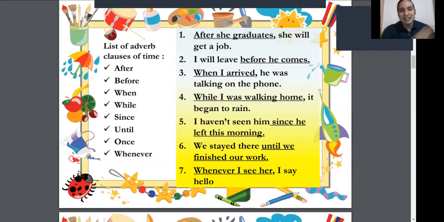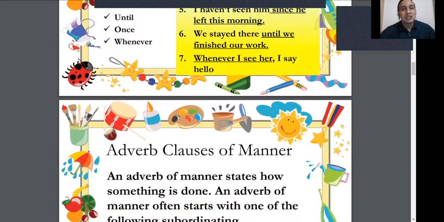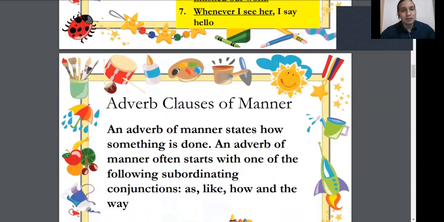As you can see, that sounds more complete, more run-on. There's no pauses. I haven't seen him since he left this morning. Instead of saying, since he left this morning, I haven't seen him. So you can see there are different ways of talking, different ways of expressing, and you have to find the way you talk English best, right? We stayed there until we finished our work. Whenever I see her, I say hello.